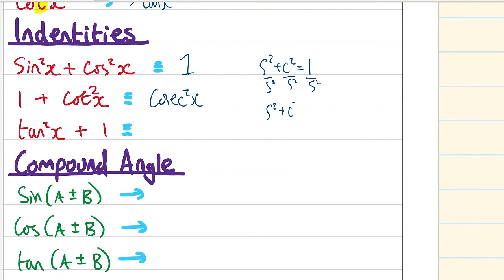Or you could take it and you could divide it through by cos squared, and sine squared over cos squared is tan squared, cos squared over cos squared is 1, and 1 over cos squared is sec squared.